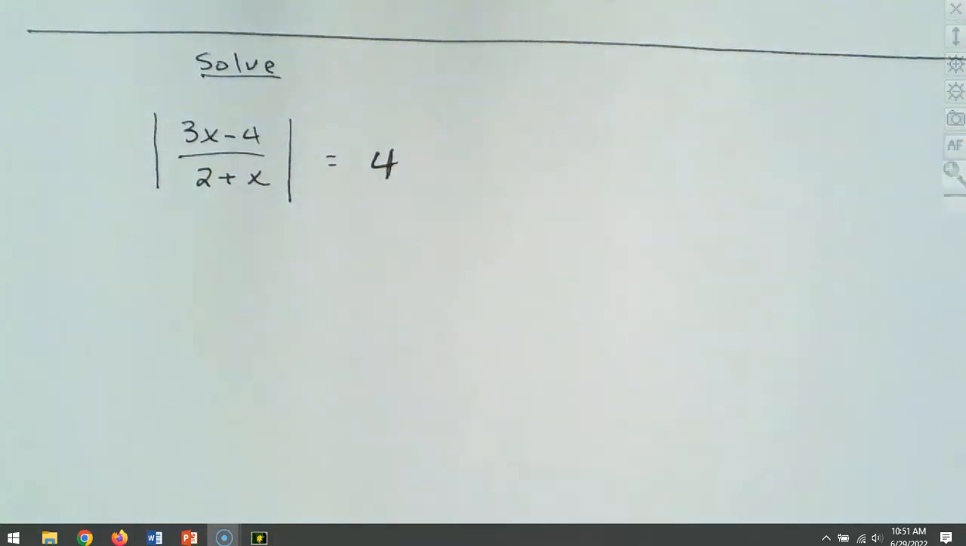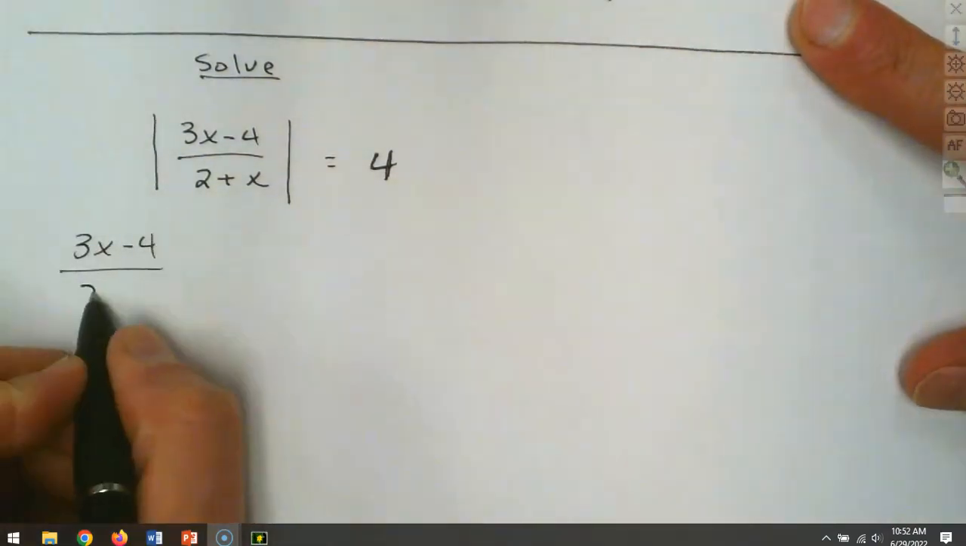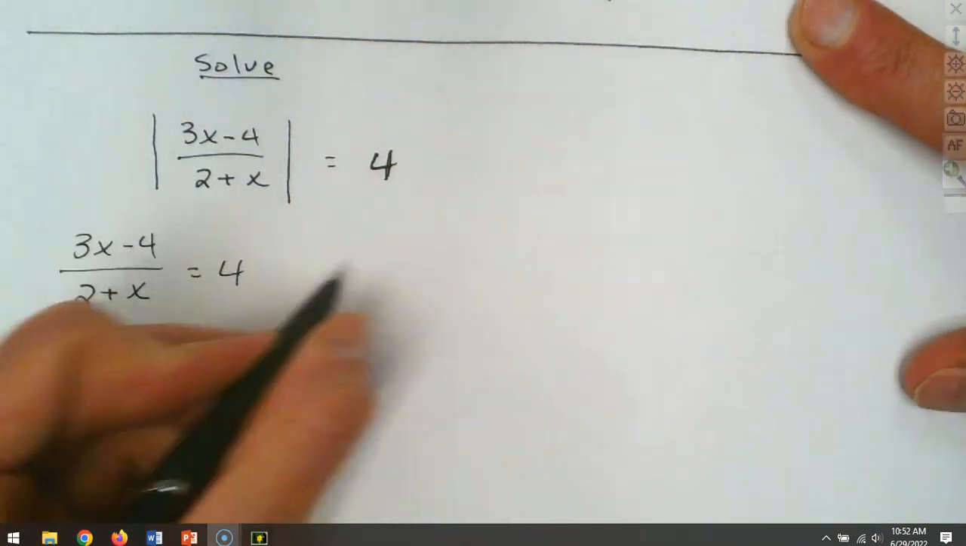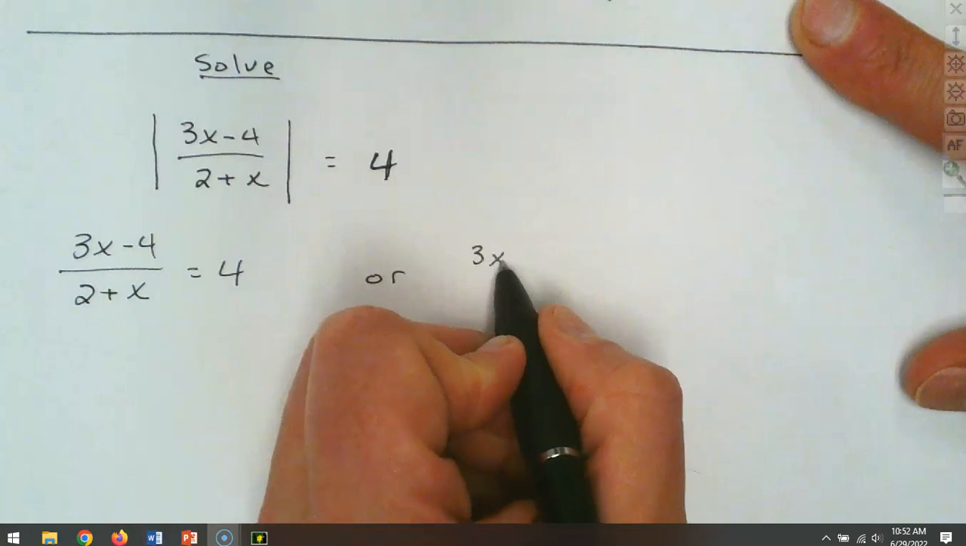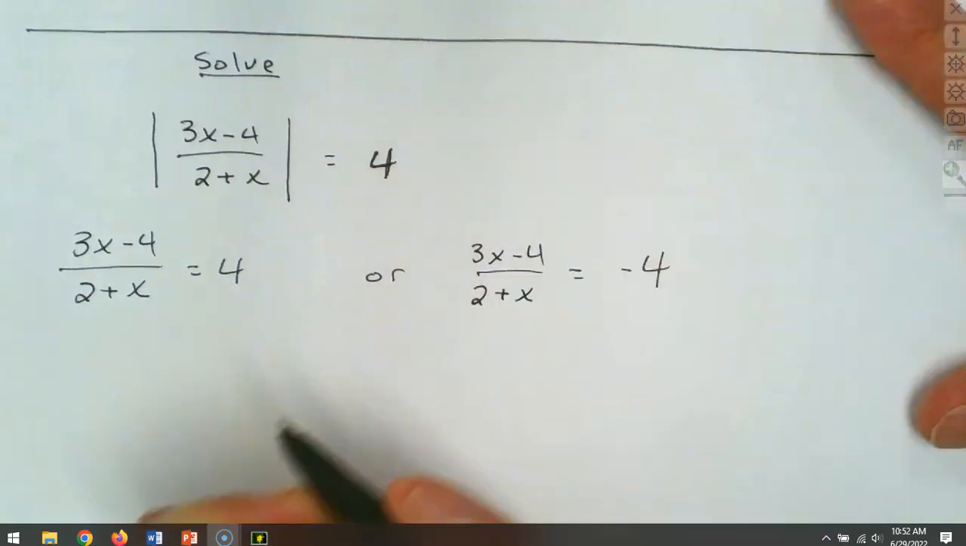So let's look at this fraction one here. This is what we've got, and we're going to make it equal to 4. Now, what do we know? First off, we need to get the absolute value by itself. Is our absolute value by itself? Yes, it is, right? Absolute value is on the left, 4 is on the right. I need to come up with my two equations. They are going to look like (3x minus 4) over (2 plus x) equals 4, and the other one is (3x minus 4) over (2 plus x) equals now a negative 4, right?